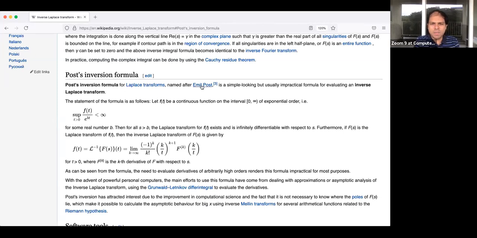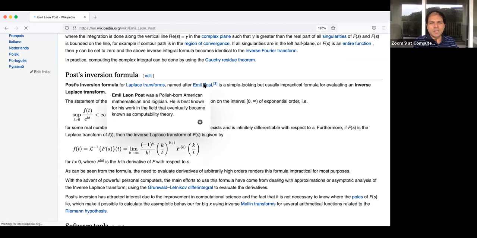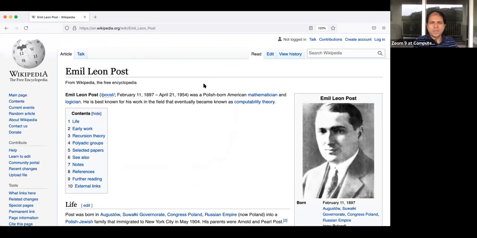Named after some mathematician, Emil Post. But then, I read this line and did not read further. It's a simple looking, but usually impractical formula. There is a formula in terms of some limit and derivatives, but this is impractical, much more difficult to do. It's a nice looking formula, but impractical. I did not know about this mathematician, Emil Post. Relatively new mathematician, because usually what we study is old mathematics, but this is kind of modern by the standards of mathematics.